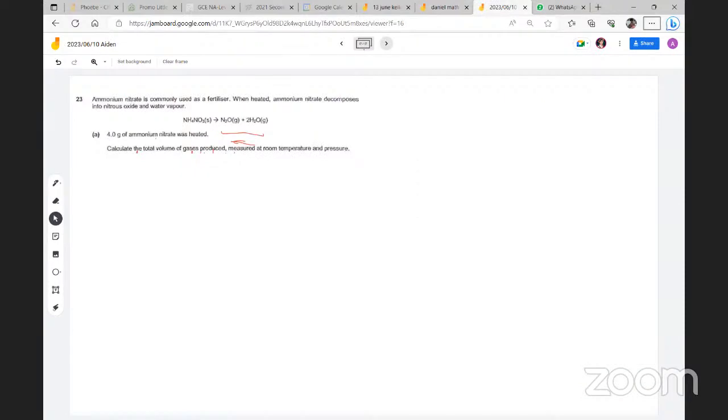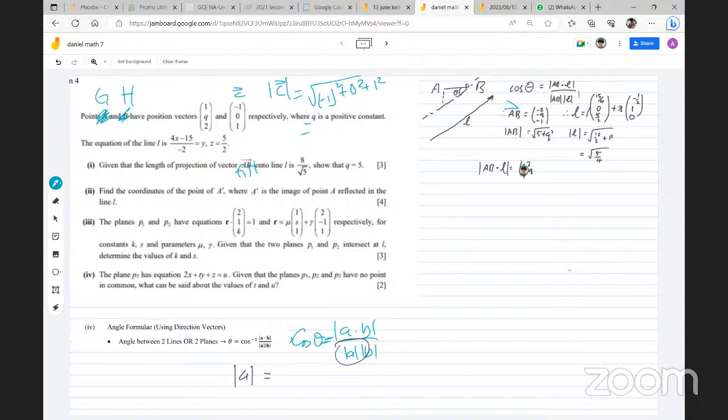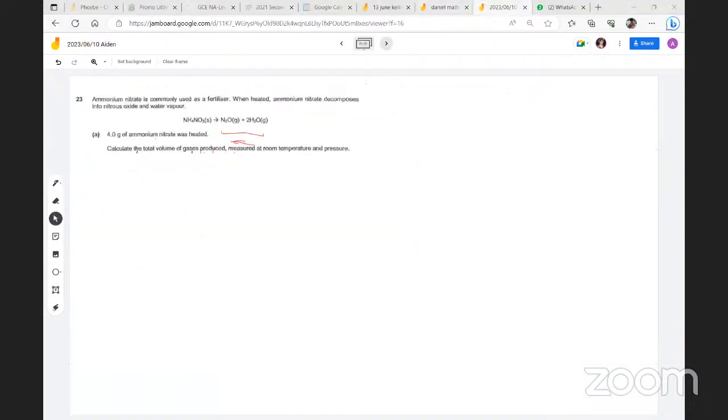That means I don't actually have to find the mod because it's already modded, or I have to mod this? The mod doesn't matter in a dot product. It's a number. It's just 1 minus q. Yep. And then you put in everything.